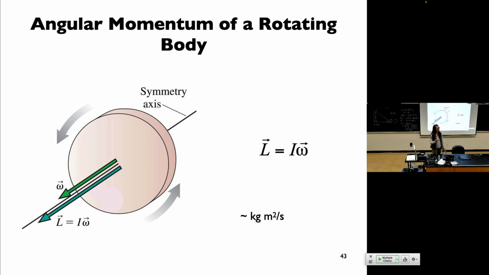And we can go back and forth between angular and linear momentum, just like we can go back and forth between angular and linear energy. And so we can combine these rotational problems with linear problems, and I'll show you how we do that in a little bit. But first, we're going to try that out.